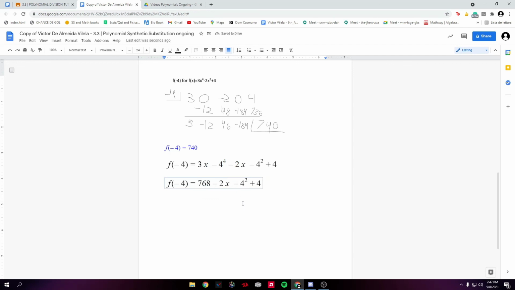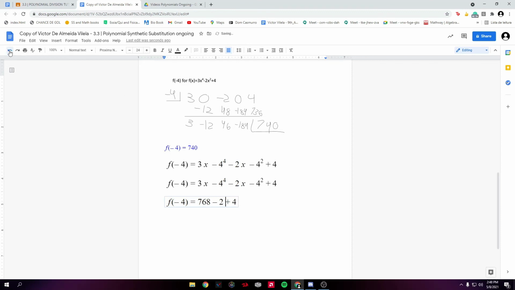I'll just do it here so you guys understand it better. But yeah, 768 here, and then 2 times negative, it's going to be a positive 8. Okay, no, positive 16, sorry. So positive 16 times 2 is going to be 32. Positive 32. Actually, negative 32. Why negative 32?